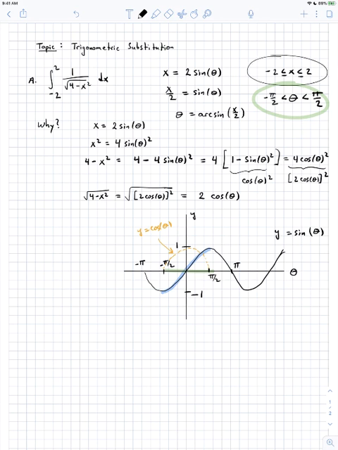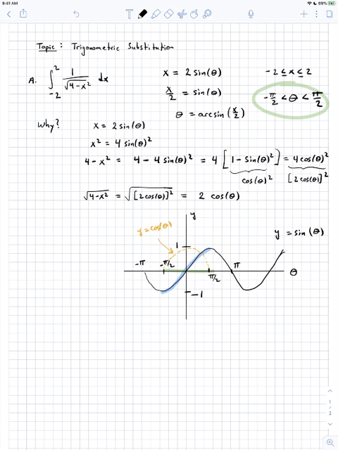Now, I mentioned that sine goes from minus 1 to positive 1, but notice this is 2 times sine. Sine itself goes between minus 1 and 1, so if you multiply it by 2, then it goes from minus 2 to positive 2. Anyway, so that's why we're allowed to make the substitution that we are, and also why we want to, because it takes that radical and turns it into something much nicer.